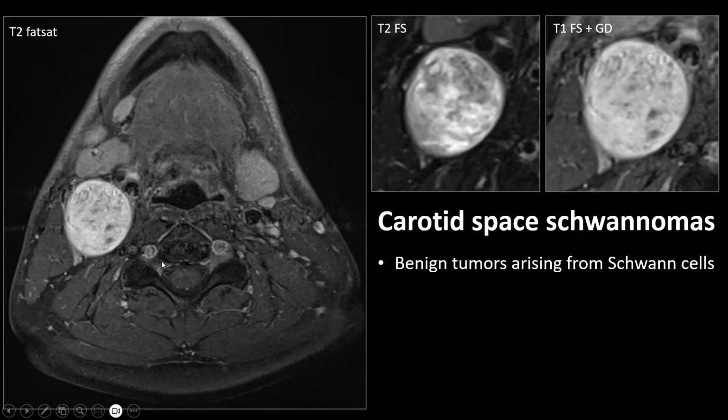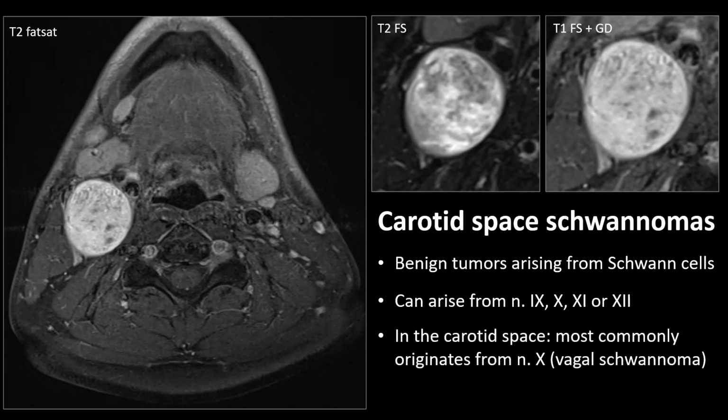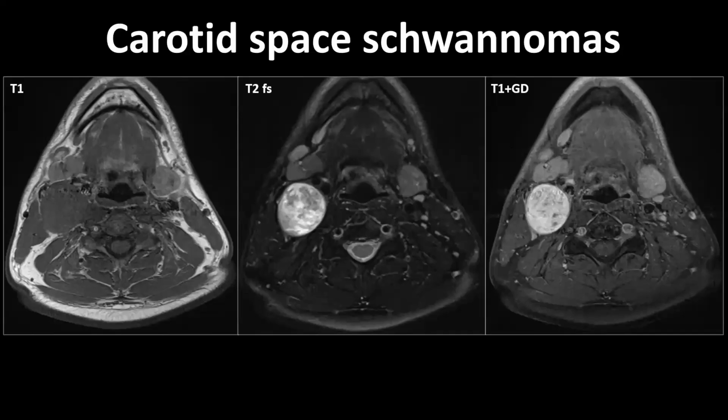So what are schwannomas? We know them well from the world of neuroradiology. These are benign tumors arising from the Schwann cells. And in the carotid space, there are a lot of cranial nerves all surrounded by a myelin sheath that was formed by Schwann cells. So schwannomas in the carotid space can arise from the glossopharyngeal nerve, the vagal nerve, the accessory nerve, or the hypoglossal nerve. They most commonly originate from the vagal nerve in the carotid space, and a way to make a distinction with carotid body tumors or paragangliomas is the absence of flow voids.